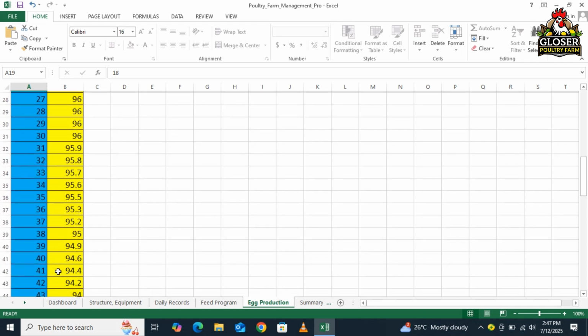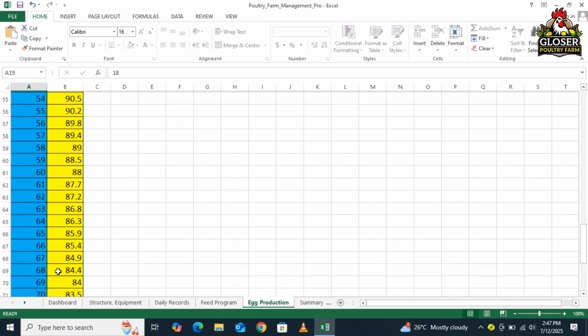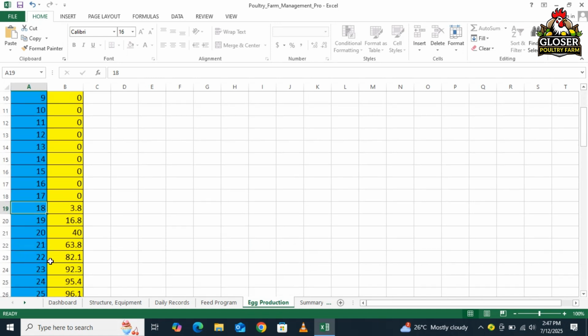The great thing about this sheet is that it helps you track whether your flock is performing well. If the actual number of eggs is much lower than the expected number, then something is wrong. Your birds could be underfed, uncomfortable, stressed, or even ill. On the other hand, if your actual numbers match or exceed the expected ones, then you know you're doing something right.